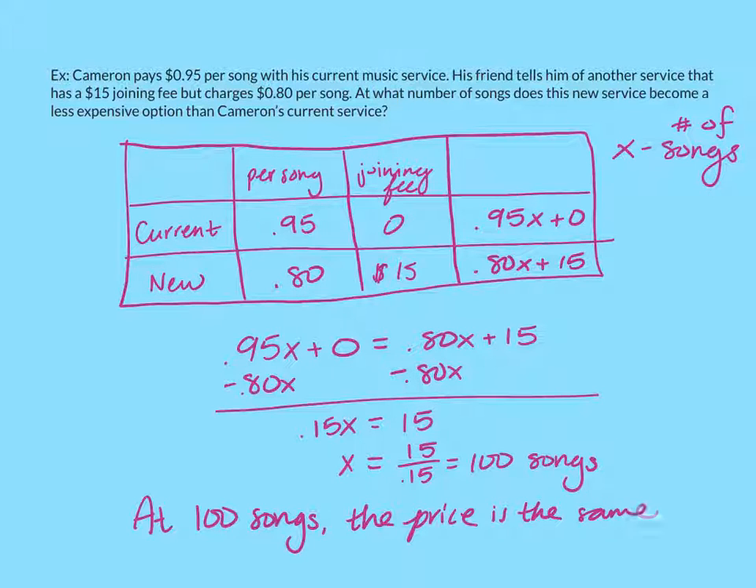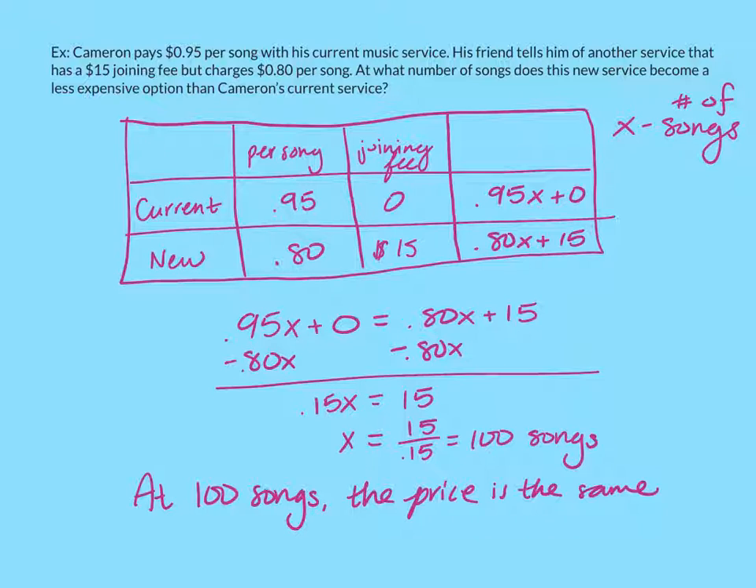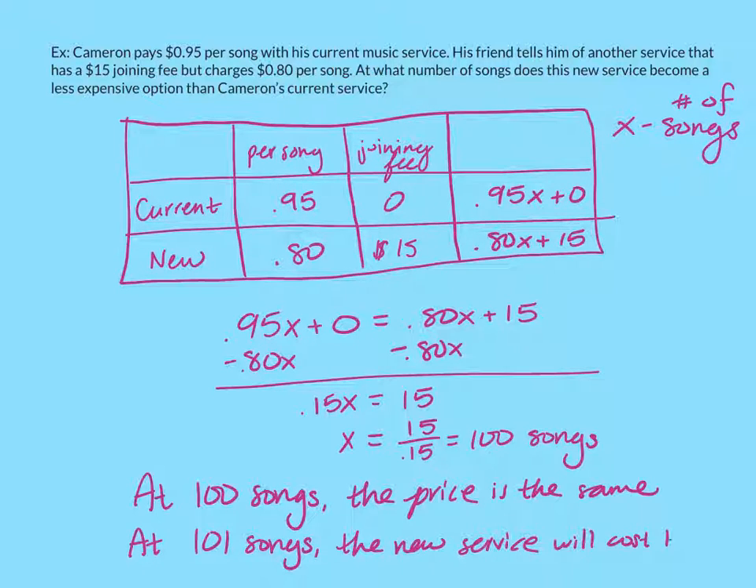But we didn't want to know when the price was the same. We wanted to know when the price will be less with the new service. So that means at 101 songs, the new service will cost less. And the reason why is because at 101 songs, it's going to be a little bit cheaper to pay for that last song after the 100th one. So our answer is 101 songs.